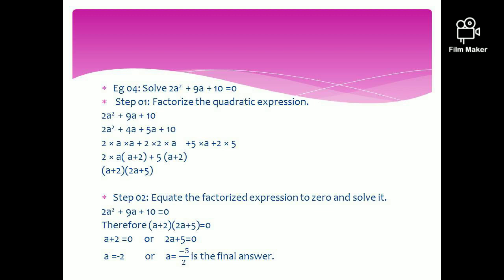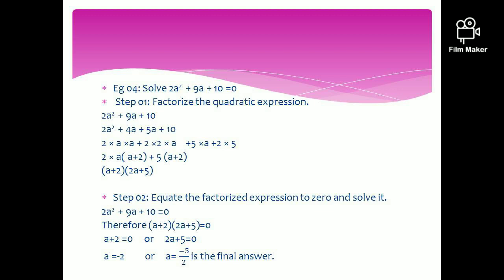Now you can see a plus 2 is common. If you take a plus 2 out, you can write a plus 2 into 2a plus 5. Now instead of this quadratic expression, I will replace it with a plus 2 into 2a plus 5, which equals 0. Then you can say the individual brackets equal 0. That is, a plus 2 equals 0 or 2a plus 5 equals 0. With that you can write a equals minus 2, or 2a plus 5 equals 0 means a equals minus 5 over 2.